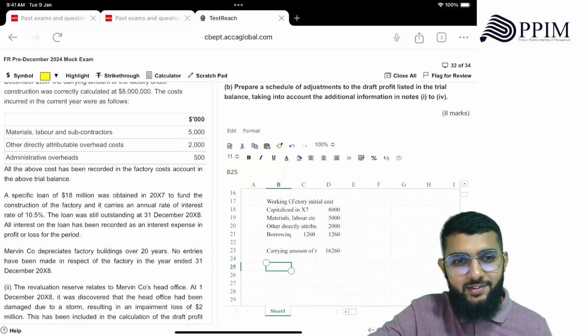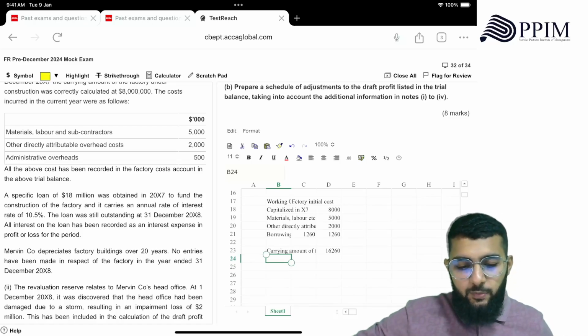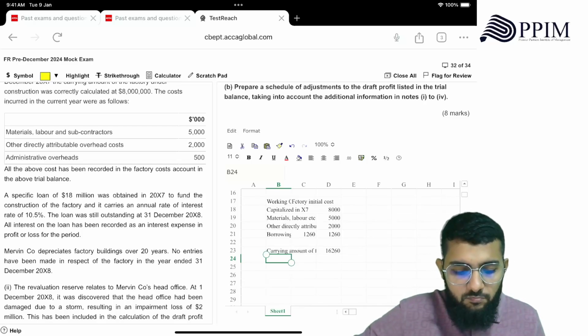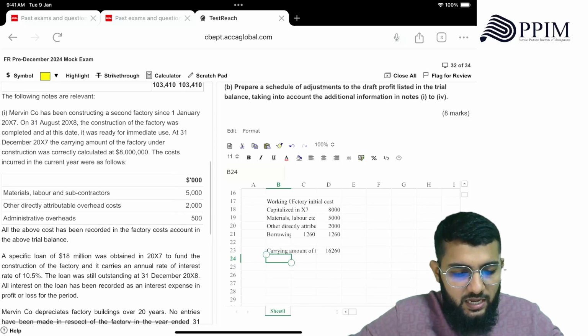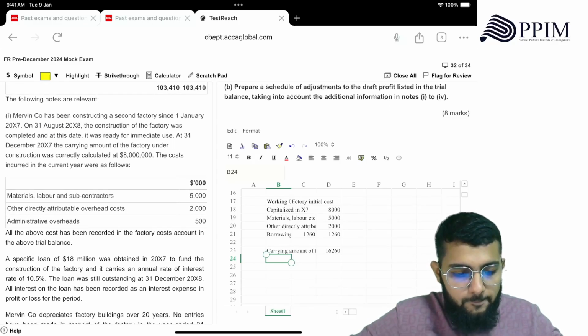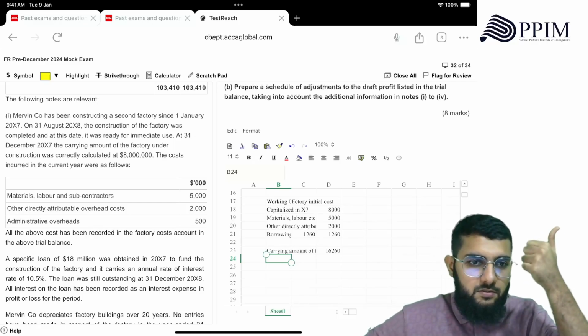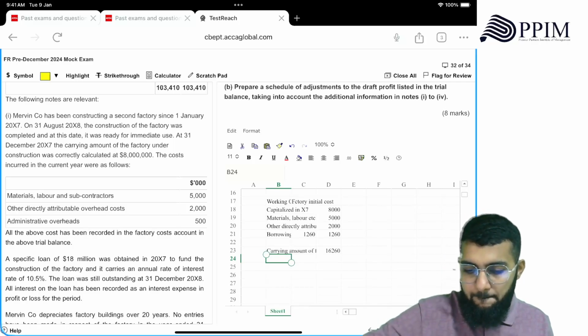Knowing too much and trying to do too much is also going to cost you marks. Okay? Right. Now, depreciation. How are you going to calculate depreciation? Mervyn Co. depreciates building over 20 years. No entries have been made in respect of factory in 31st December 20x8. So the construction was completed on 31st of August 20x8. Right. September, October, November, December. 4 months.